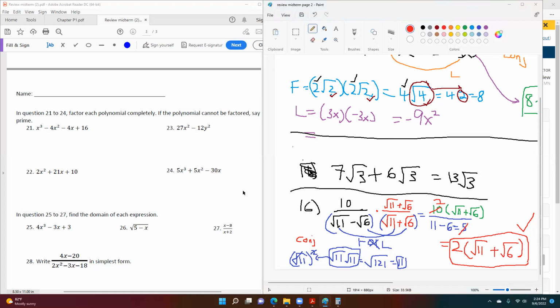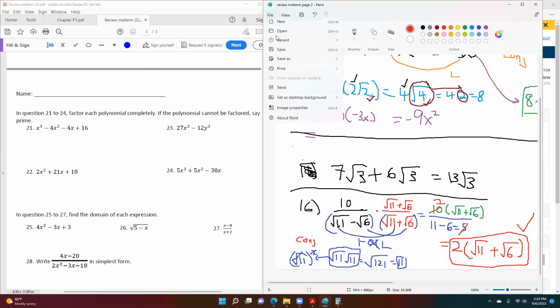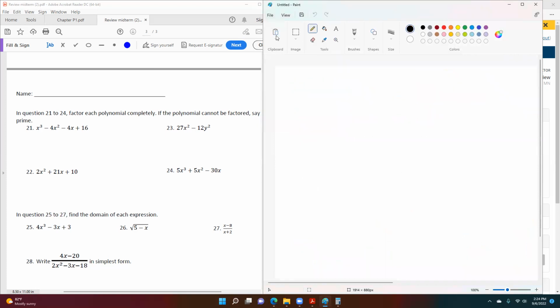Next question, 21 to 24. Now this question, the instruction calls you to do what? Calls you to factor. So we begin to factor this. Anyone have any questions on these 4 questions here?